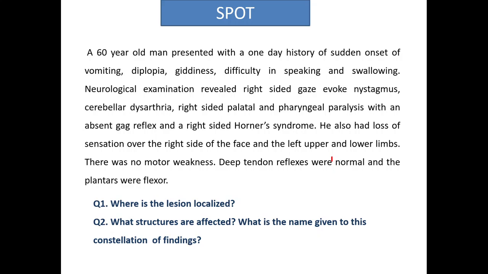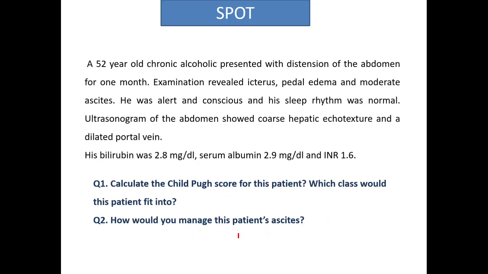Again, one clinical scenario kind of question. Where is the lesion? What structures are affected? What is the name given to the constellation of findings? Something related to Child-Pugh score and regarding management of the ascites. Probably a SAAG related question will be asked, serum albumin ascites gradient and the related question. So go through the values.